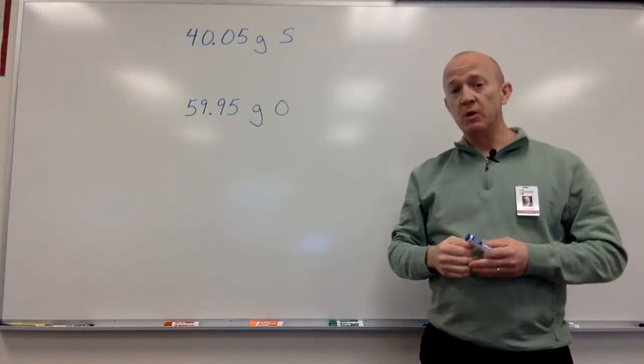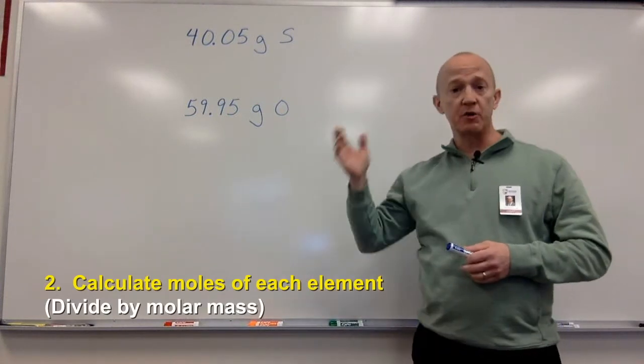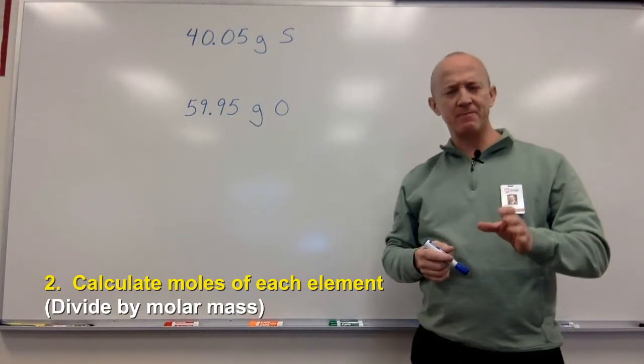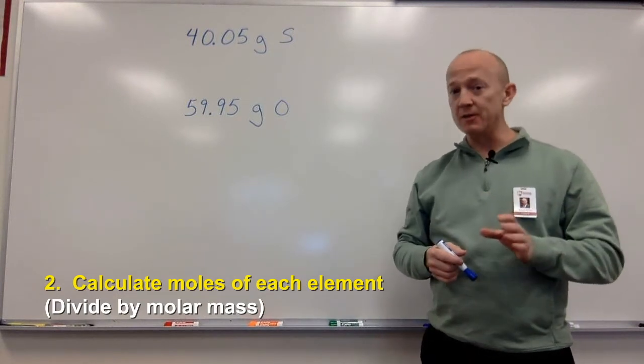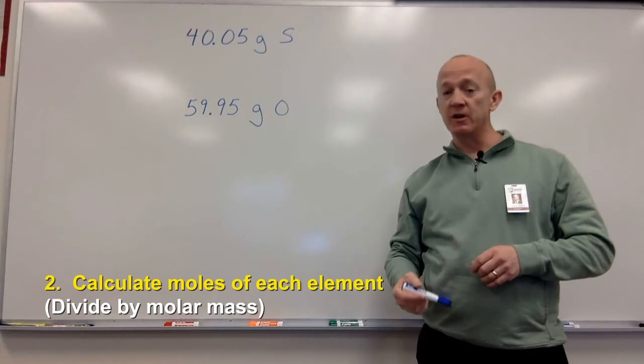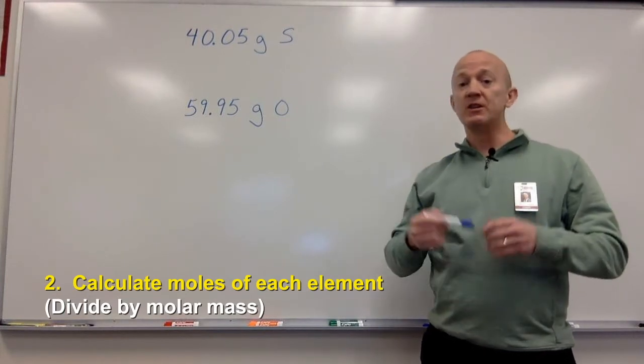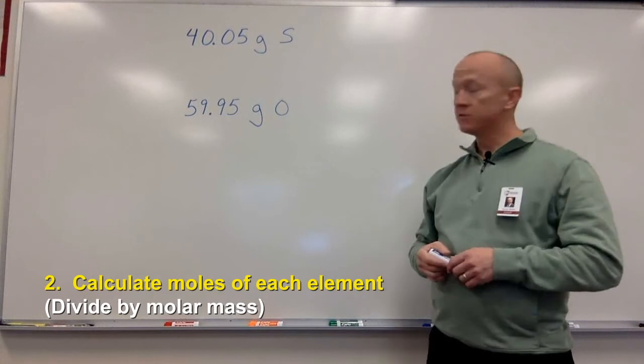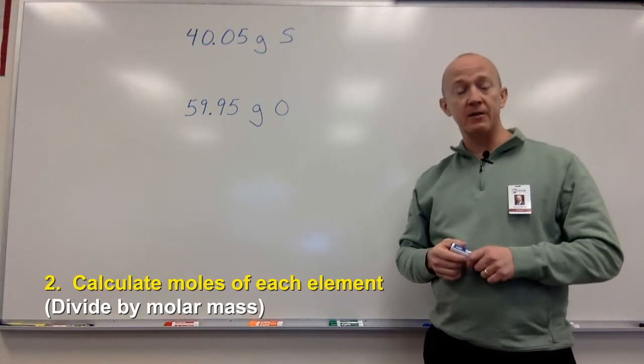For step 2, we want to find the number of moles for each of these elements. How do we do that? Well, if you recall the map of Molopolis, anytime we go from Gramsberg back to Molopolis, we divide by the molar mass. So that's what we'll do here. Divide by the molar mass.